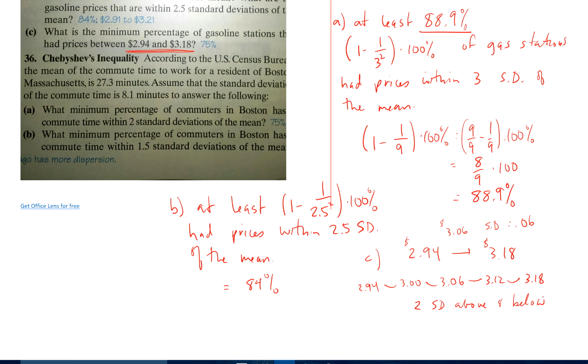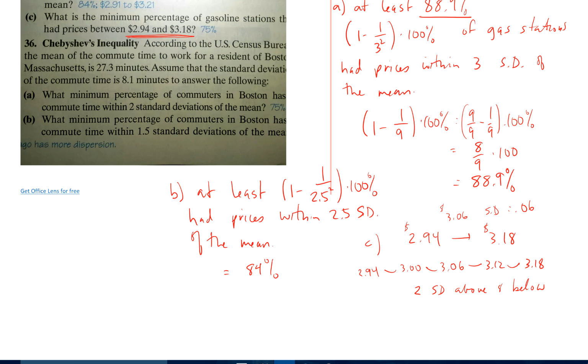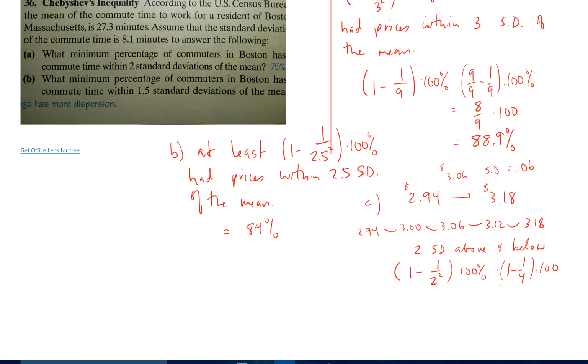Okay, so I went two standard deviations above and below. So what's the minimum percentage for two standard deviations above and below? 1 minus 1 over 2 squared times 100%. 1 minus 1/4. And 1 minus a quarter is, of course, 0.75, which is 75%. Okay, so there you have it.